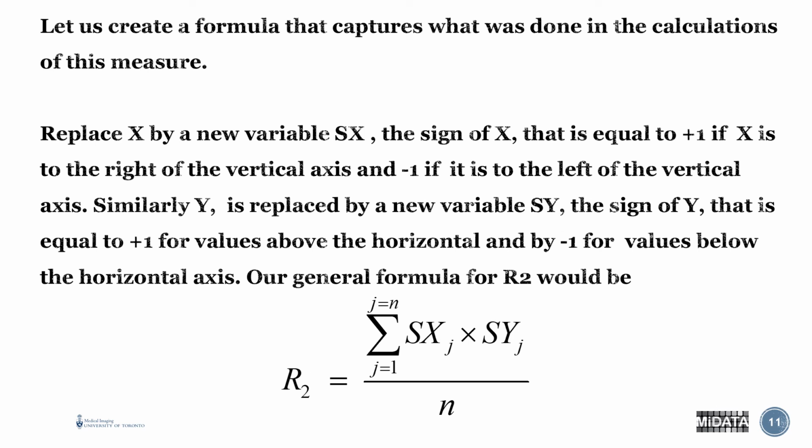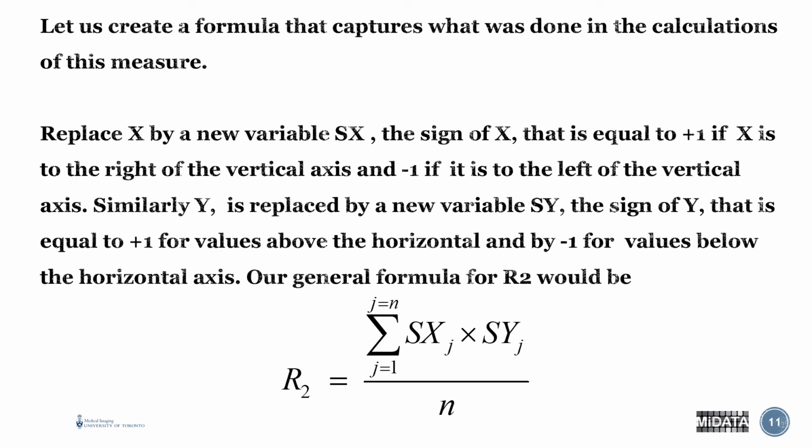Okay, let us create a formula that captures what was done in the calculations of this measure. So we're going to replace x by a new variable sx, which is the sign of x. And that is equal to +1 if x is to the right of the vertical axis and -1 if it is to the left of the vertical axis. Makes sense, right? Similarly, y is replaced by a new variable, sy, the sign of y, that is equal to +1 for values above the horizontal axis and by -1 for values below the horizontal axis.